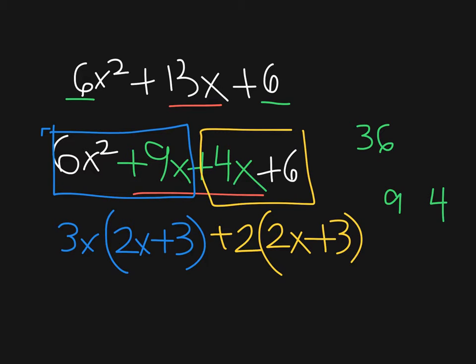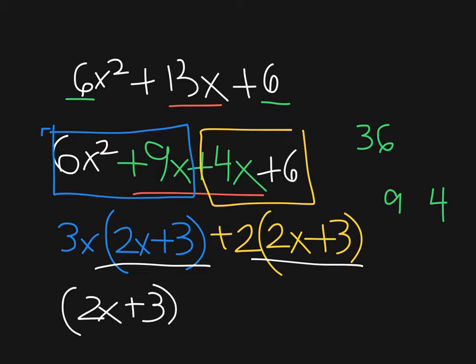So now you know you've done this right because I end up with 2x plus 3 in the two parentheses. So I'm going to go ahead and put that at the start: 2x plus 3. And then that's going to be times the stuff that's on the outside. And that's going to be my final factored answer. And if I multiplied this out by FOILing it, I'd see it was right.